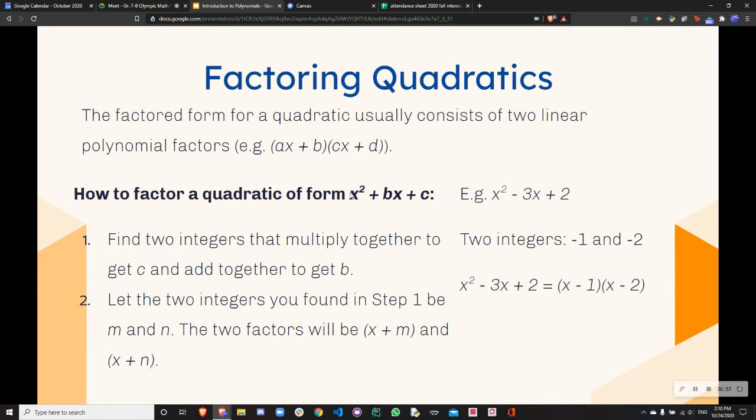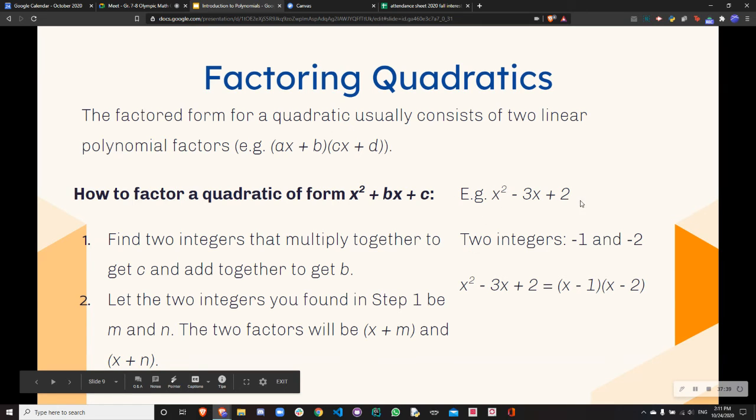First, let's pretend that the coefficient of x squared is 1. Step 1 is to find 2 integers that multiply together to get c and add together to get b. Let these 2 integers be called m and n. So m times n equals c, and m plus n has to equal b. That means when you factor your quadratic, the 2 factors will be x plus m and x plus n.